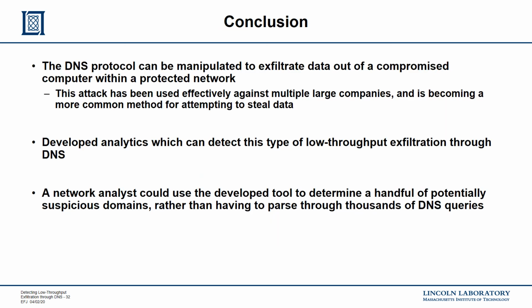So in conclusion, the DNS protocol can be manipulated to exfiltrate data out of a compromised computer within a protected network. And this type of attack has already been used very effectively against multiple large companies. We've developed some analytics which can detect this type of low throughput exfiltration through DNS. And this analytic that we developed could be something that's used by a network analyst to determine a handful of potentially suspicious domains rather than having to sift through hundreds of thousands of DNS queries.